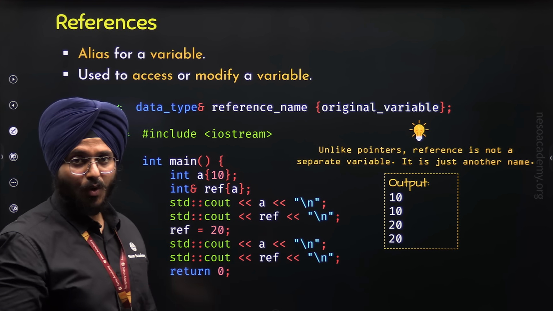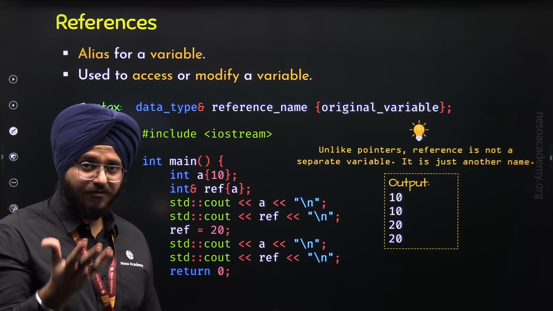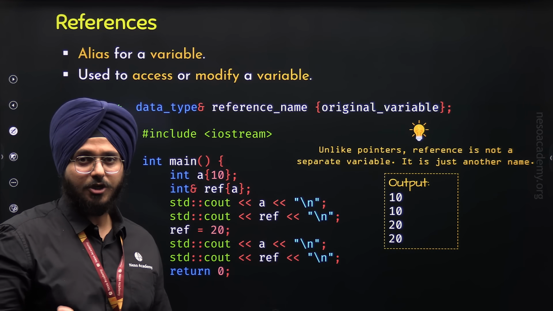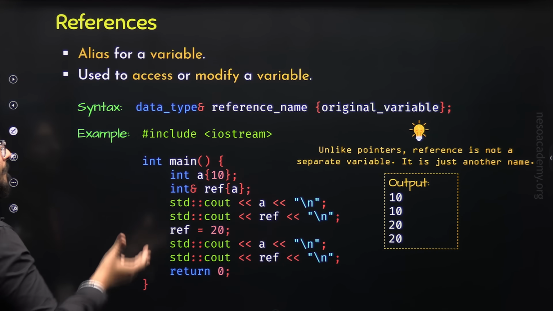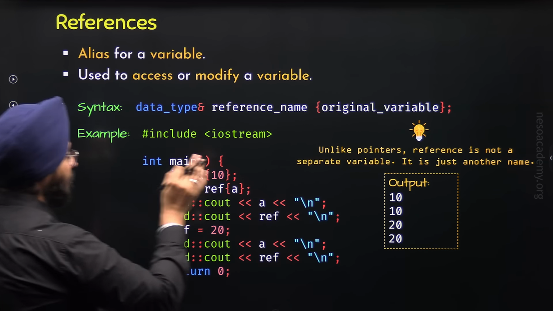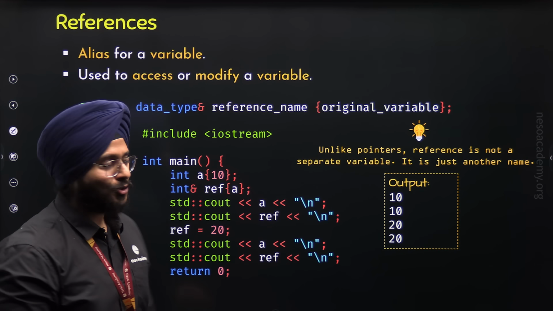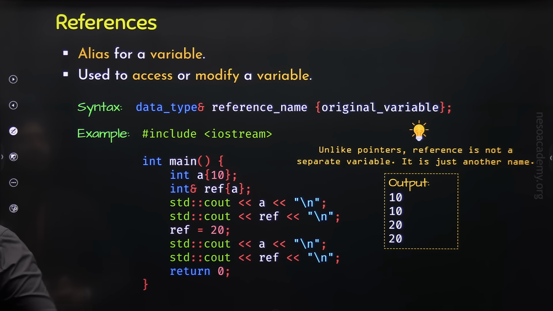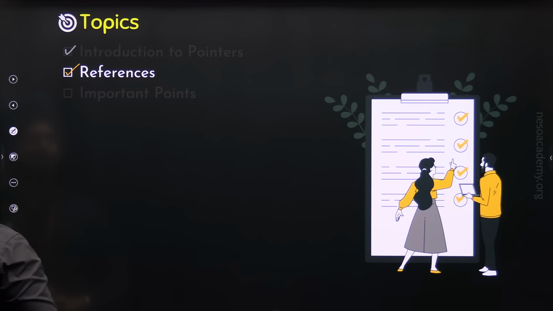When we define a pointer, we create a variable, and that variable has the capability to store some address. But reference is not a separate variable. It is just another name given to a variable. I hope this is completely clear to you. So with this, we have understood the basics of references. This means we are done with the second topic also.